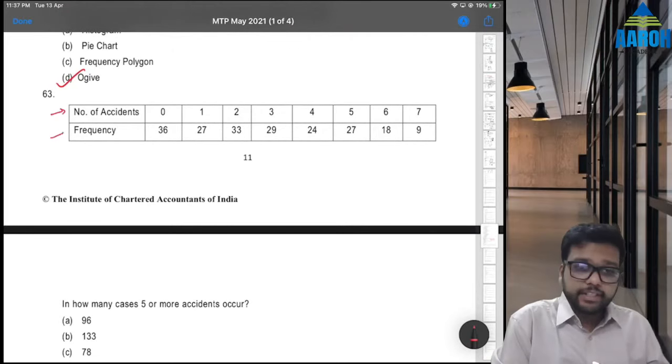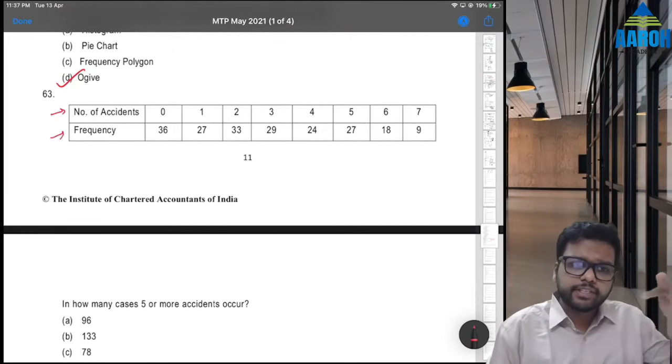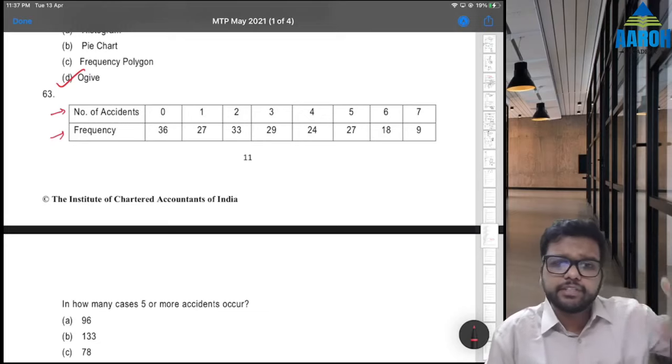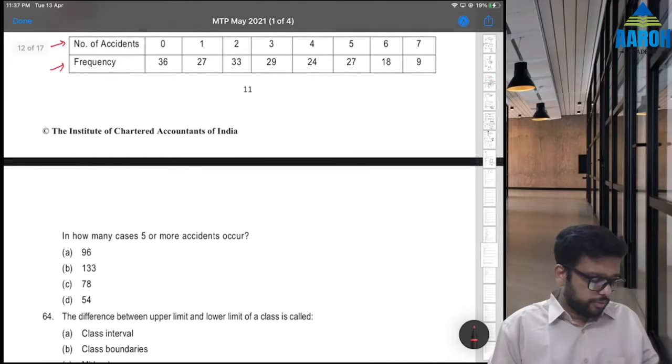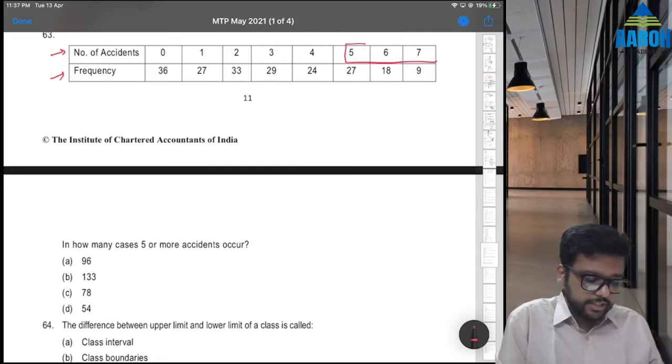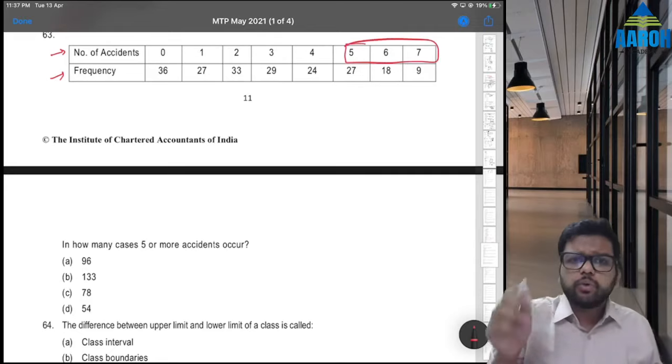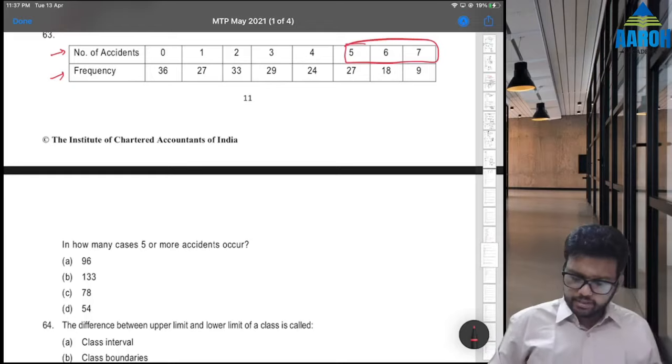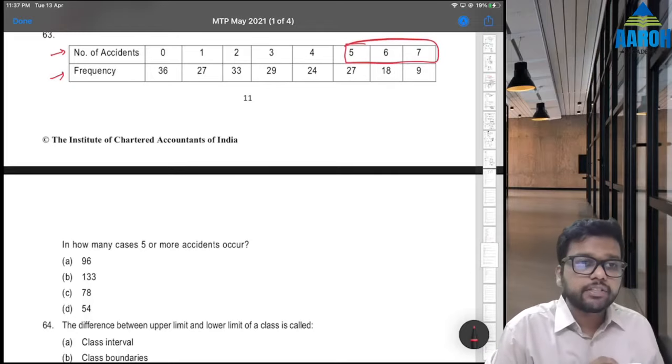Then they have given number of accidents and frequency: the frequency of 0 accidents, the frequency of 1 accident, and so on. In how many cases do 5 or more accidents occur? So 5 or more means these 3 cases we want. So let's take the total cases of 5, 6, 7 accidents: 27 plus 18 plus 9. 54 will be the correct answer, option D.